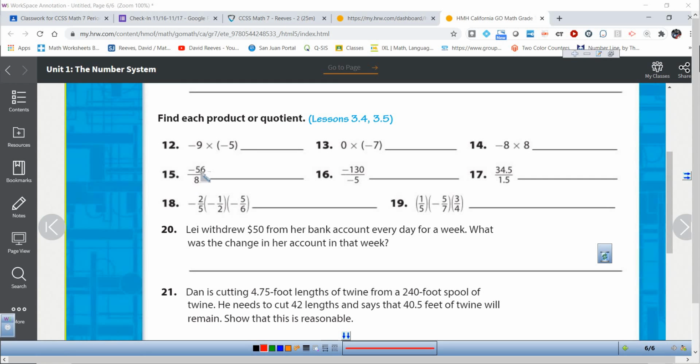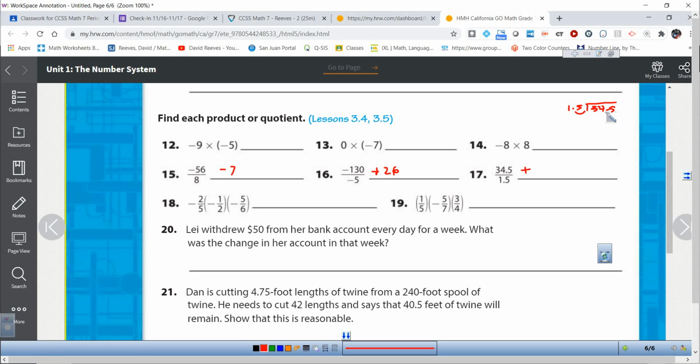Since we're here, a negative divided by a positive would be a negative, and 56 divided by 8 would be 7. A negative divided by a negative would be a positive. Let's see, 5 goes into 13 2 times, and 30, so that would be 26, right? This one right here, a positive divided by a positive would be a positive. And then we go back like this.